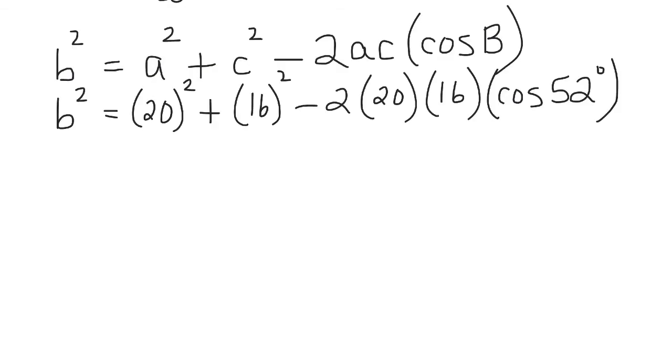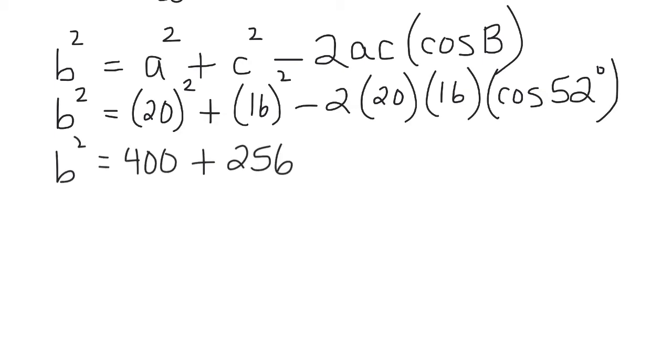So when you begin to simplify your equation, it's really important to take it step by step and make sure that you are following the rules of BEDMAS. It is very easy to miss a step or calculate something out of order, and that could lead you to the incorrect final answer. So the first thing I'm going to do is calculate my squared numbers. So 20 squared is 400. Plus 16 squared, which is 256.